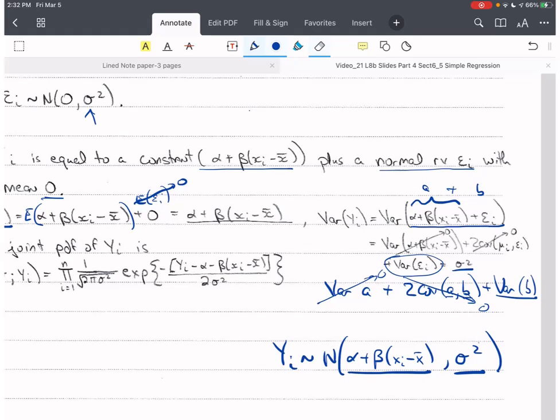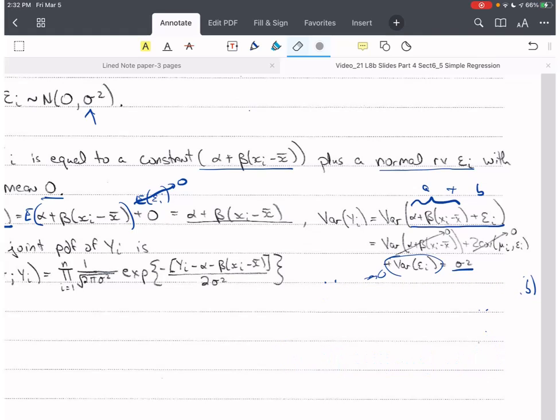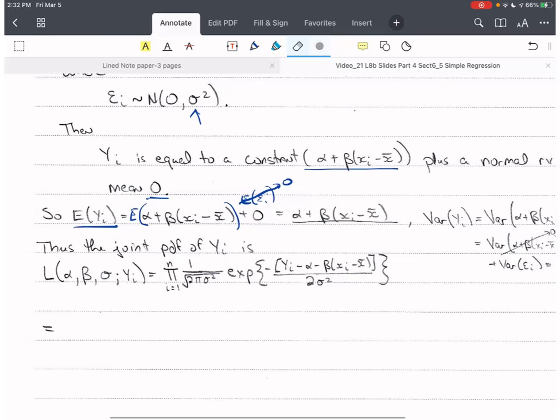So by using this information, we're going to find the least squares estimator, or not the least squares, I'm sorry, the maximum likelihood estimator. We've already have the least squares estimator. Now we're going to find the maximum likelihood estimator of alpha, beta, and sigma.